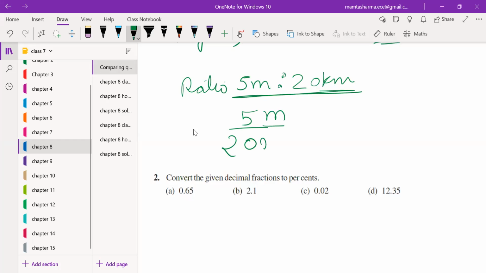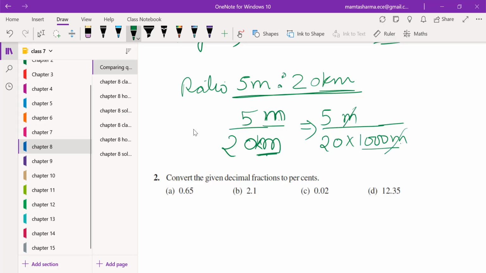Here the units are different. One is meter, the other is kilometer. So you can change either meter to kilometer or kilometer to meter. How many meters are there in 1 kilometer? There are 1000 meters in 1 kilometer. So you can write this kilometer as 1000 meter. Now meter will get cancelled out. For taking the ratio, the unit should be cancelled, and a unit will be cancelled only when it is the same.